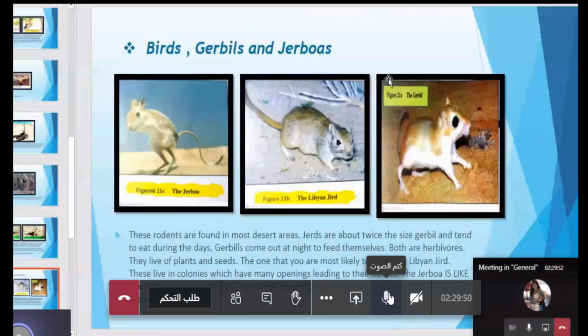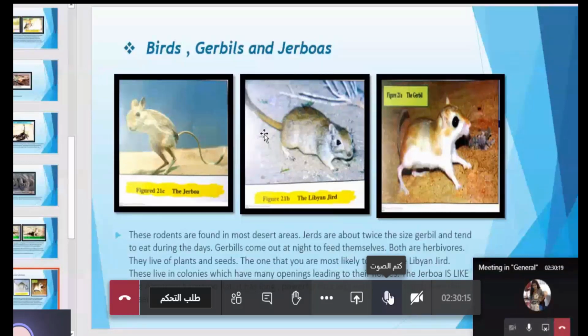Now we are coming to the birds, gerbils and jerboas. The gerbils have two back legs which are very strong in the desert. You can see how it's hopping. And then you have the Libyan jird. This Libyan jird is usually found in the societies, in the colonies where the people are staying.